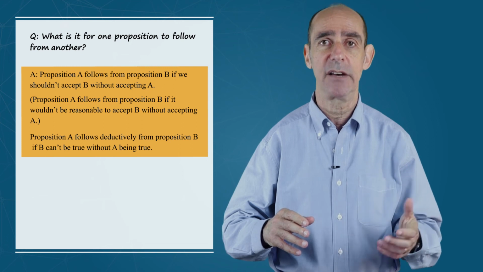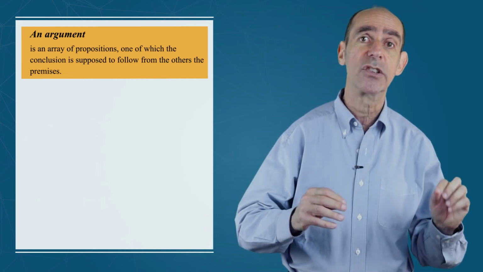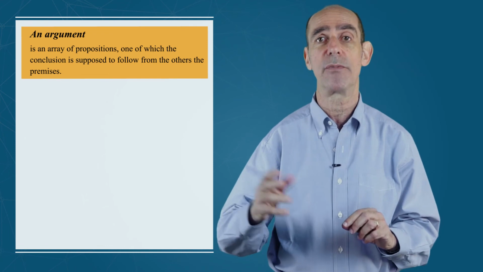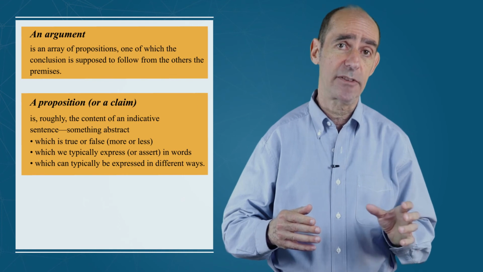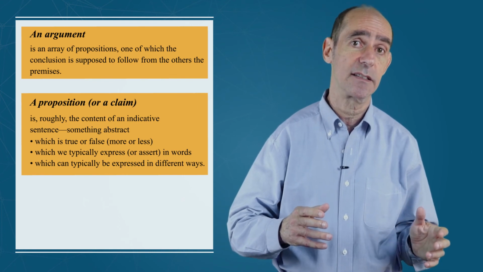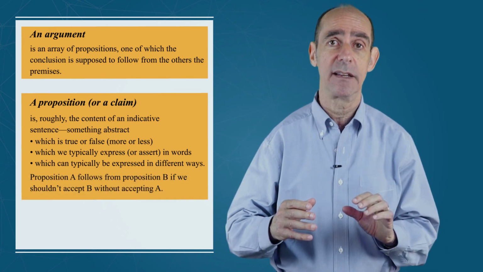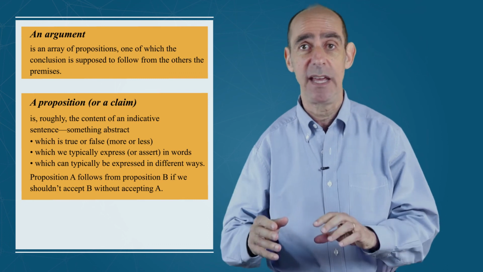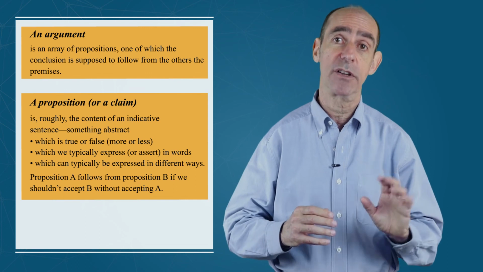So now, in light of our understanding of what it is for one proposition to follow from another, we have a better understanding of our initial definition of an argument. Remember, an argument is an array of propositions, one of which, the conclusion, is supposed to follow from the others, the premises. And we learned that a proposition, or a claim, is roughly the content of an indicative sentence. And that proposition A follows from proposition B if we shouldn't accept B without accepting A. So now we have a pretty good understanding of what an argument is. The next question is, how do we recognize arguments when we come across them?